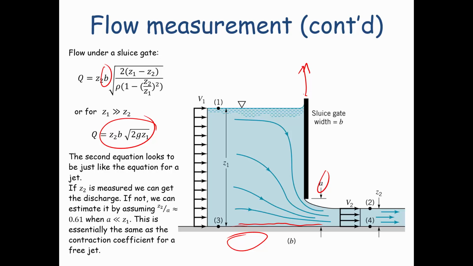Let's say you're designing the gate, you don't have the system to make the measurement. So in this case, you'd be trying to design it, and since we wouldn't know what the value of Z2 is, we could estimate it by just assuming that Z2 is just equal to A times 0.61.